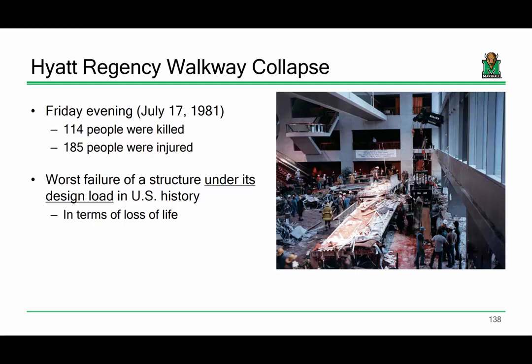Now, I'm sure some of you are thinking, well, what about 9/11? What about the Oklahoma City bombing? Wasn't that worse? Yeah, that was worse. But it was not under its day-to-day normal operation design load. How many of you have heard of, I'm sure you all have heard of the Oklahoma City bombing, happened in the mid-90s, right?